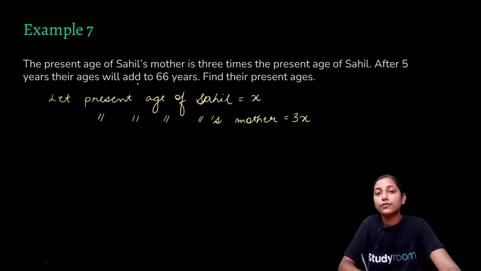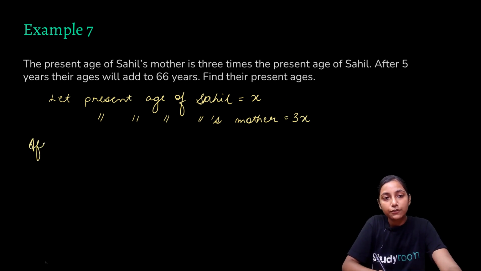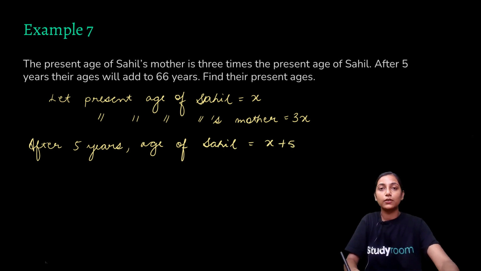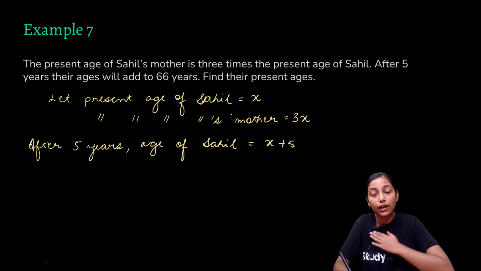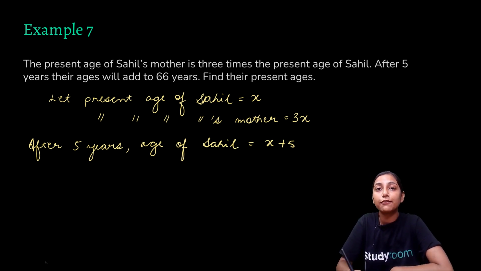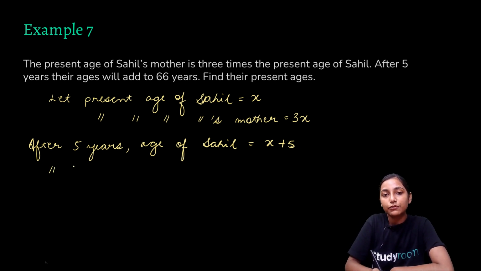After 5 years, their ages will add to 66 years. So I'll write after 5 years. After 5 years, age of Sahil will be how much? X plus 5 years. Because if right now I am 3 years old, after 5 years I will be 3 plus 5, that is 8 years old. So similarly, the age of Sahil after 5 years is going to be x plus 5, his present age plus 5. Similarly, after 5 years, age of Sahil's mother is going to be her present age plus 5, that is 3x plus 5.